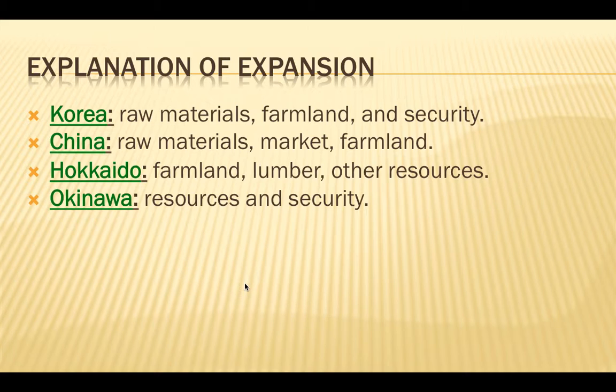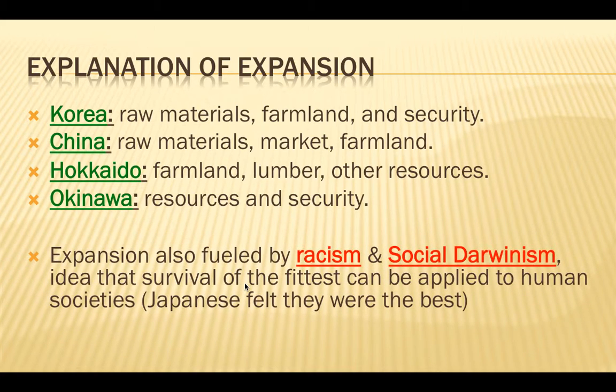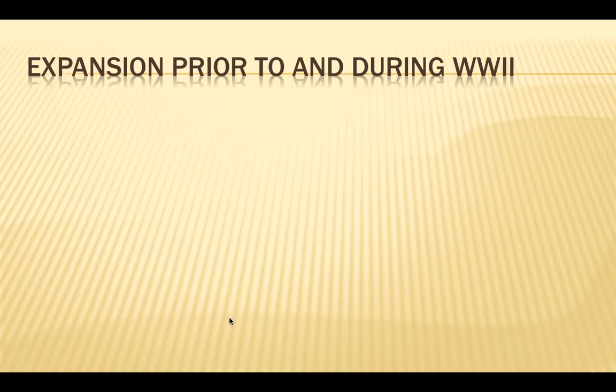This is fueled by racism and social Darwinism, the idea that the survival of the fittest will be the ones that get the furthest. And of course, the Japanese felt they were the best. Got news for you. If you're in the United States, you think we're the best. If you're in England, you think you're the best. So it's kind of the belly of the beast.